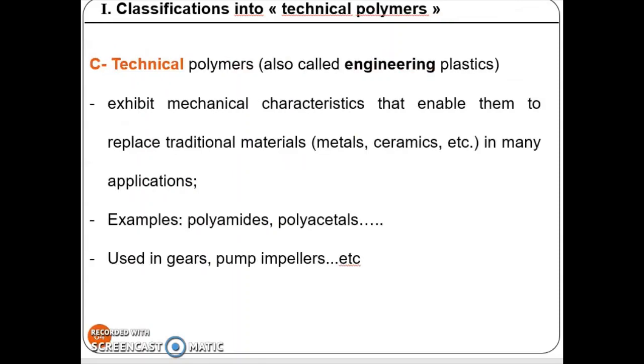The last one inside this category is the technical polymers, also called engineering plastics. These kinds of polymers have specific mechanical properties, and they are sometimes used to replace traditional materials such as metals, ceramics, etc. in many applications. For example, in this category, we have the polyamides and polyacetals, which are used in gears and pump impellers, etc.